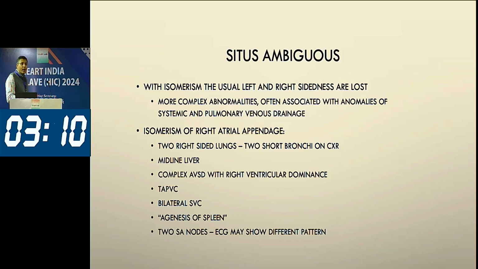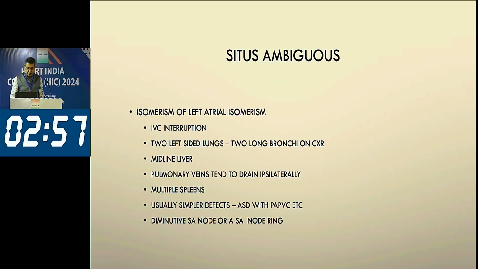And there may be two SA nodes in these patients, and each node may show a different pattern on ECG, and they may work alternately, sometimes one node, sometimes another. We have seen these patients who have fast heart rates with one node and slow heart rates with the other.